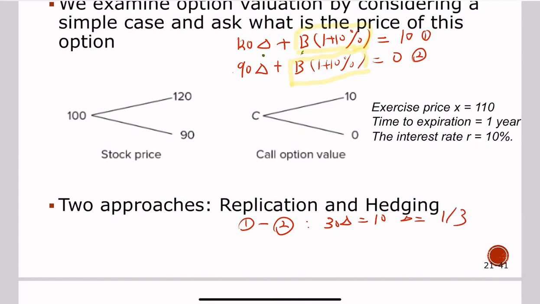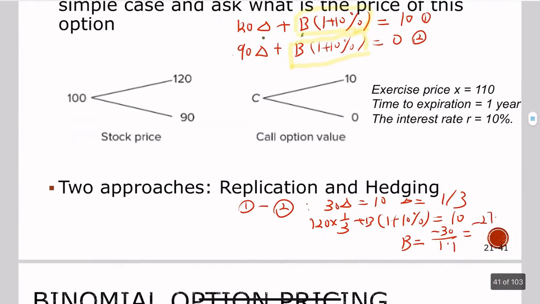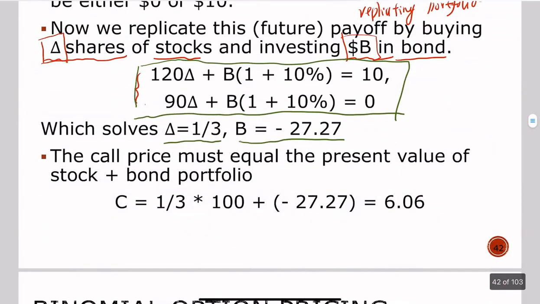And then after getting delta, you can plug delta back into equation 1 or 2. For example, if I use equation 1, I will get 120 times 1 over 3 plus B times 1 plus 10% equals 10. So this implies B equals minus 30 divided by 1.1, which is minus 27.27, right? So make sure you understand how to solve this.